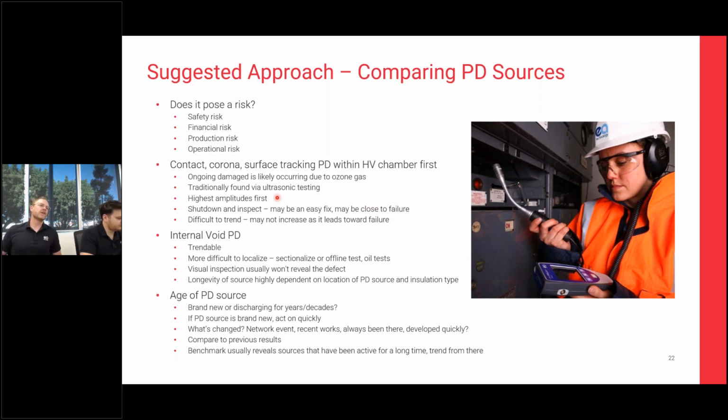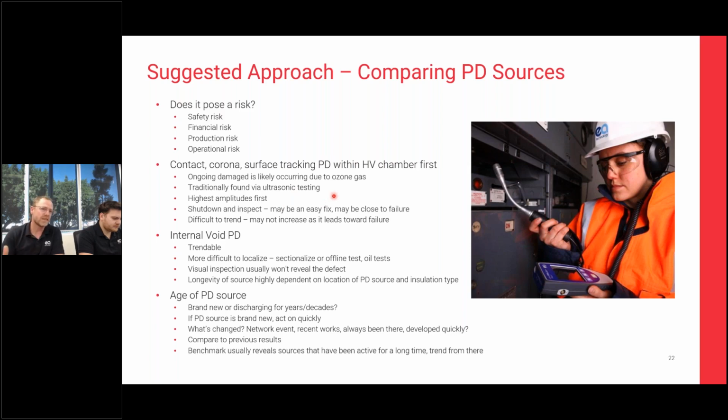From there, we will focus on the highest amplitudes first. And what we want to do for problems that are found by ultrasonic testing is we shut them down and inspect them. When we do that, it might be an easy fix. You might have found something that's very easy to fix. You might be able to just increase the clearances, make a construction change, clean the whole area up, turn it all back on, and keep a very close eye on it for the next couple of years to see if PD will return. But it might be an easy fix.